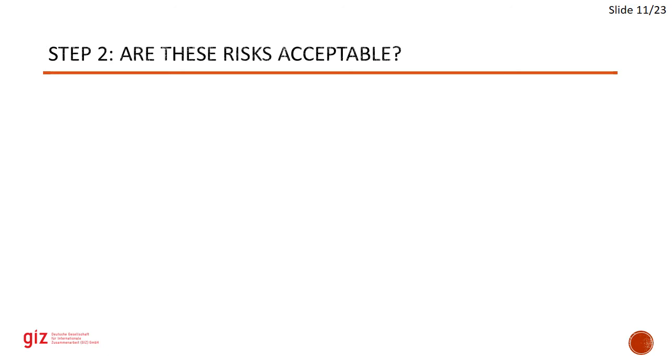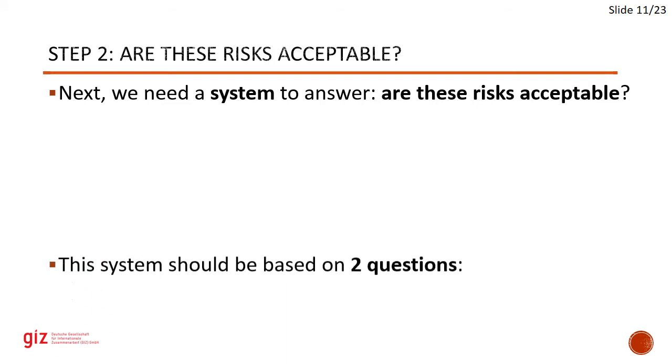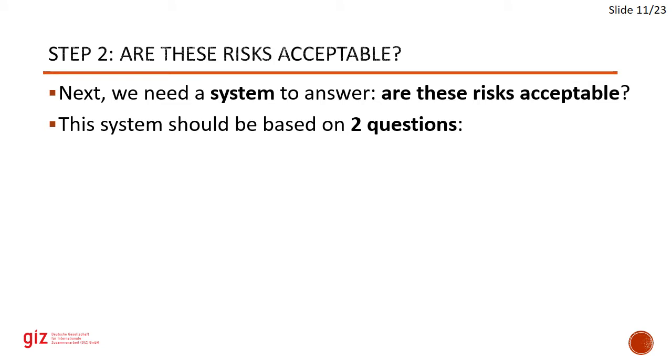Step 2. Are these risks acceptable? Next, we need a system to answer, are the risks that we identified before acceptable? This system should be based on 2 questions. First, how likely is the risk?